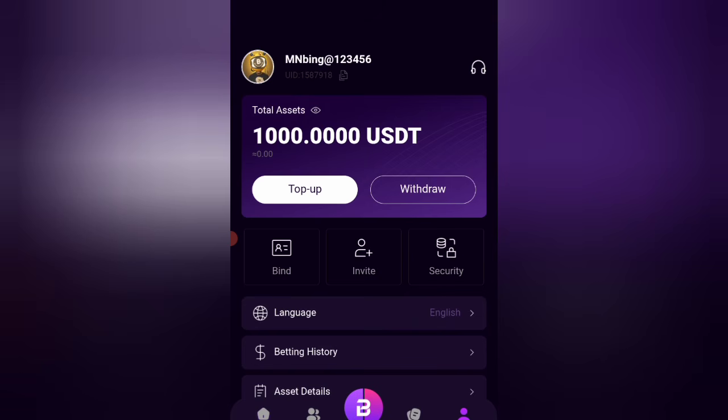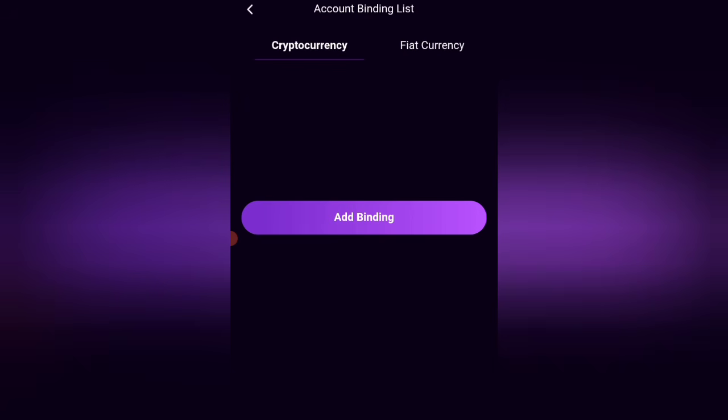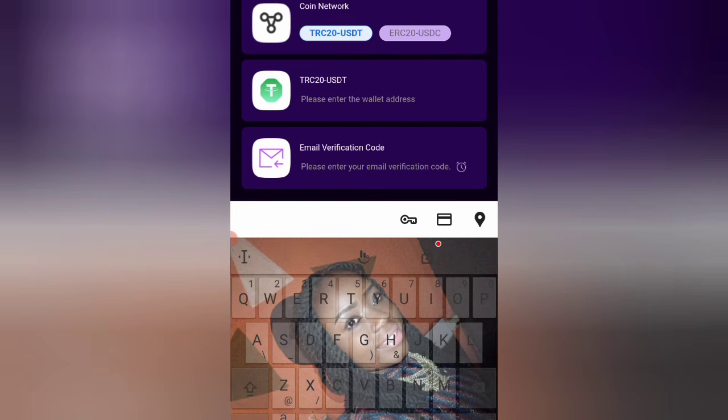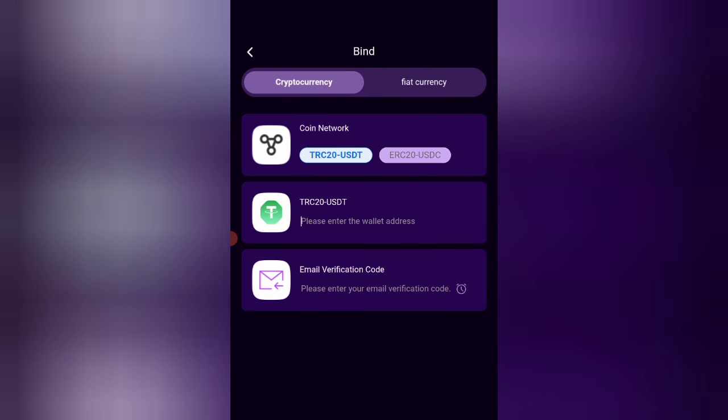So if you want to withdraw, you first of all need to bind your withdrawal address here. You click on bind, you see add binding. Then I'm selecting TRC20. Then you enter the TRC20 withdrawal address you want to use to be withdrawing your funds. Paste it here. Then you click on confirm. So you need to first bind your withdrawal address on the platform before going ahead to withdraw.